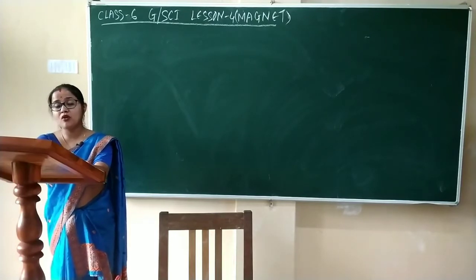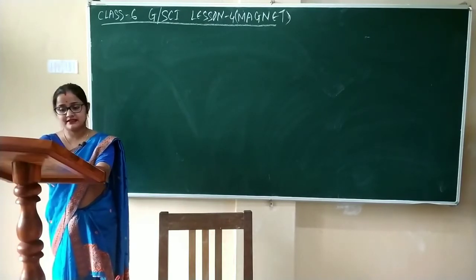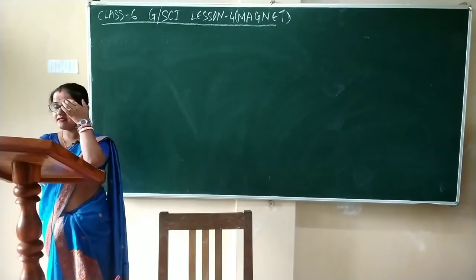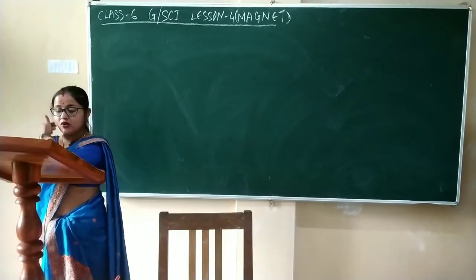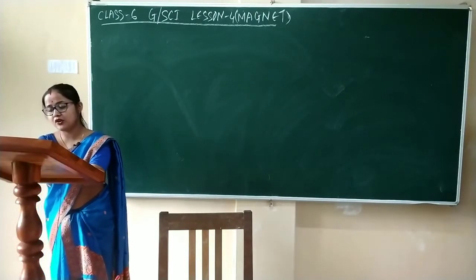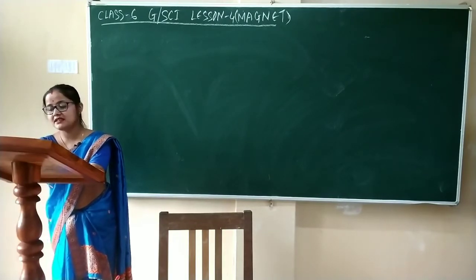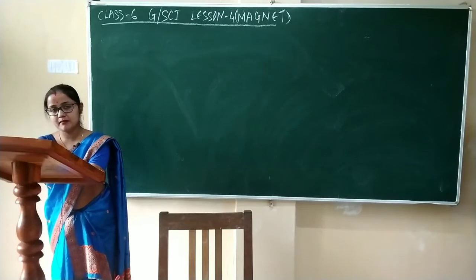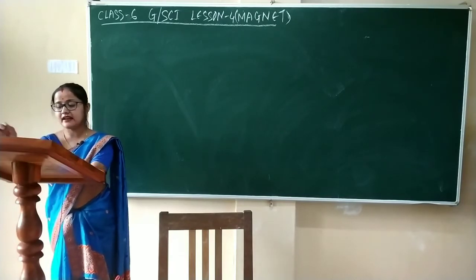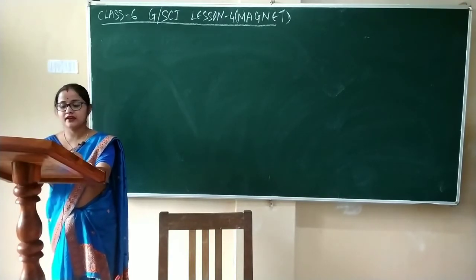Now, the pole of a magnet. Pole of a magnet means if a bar magnet or a horseshoe-shaped magnet is brought close to iron filings, most of them stick at two ends of the magnet. These are called the poles of a magnet.